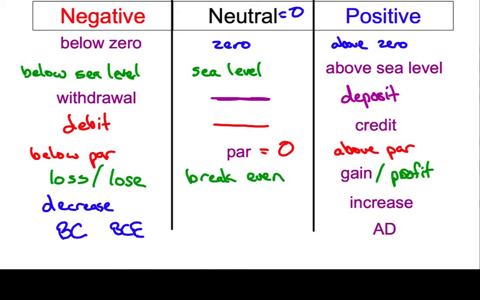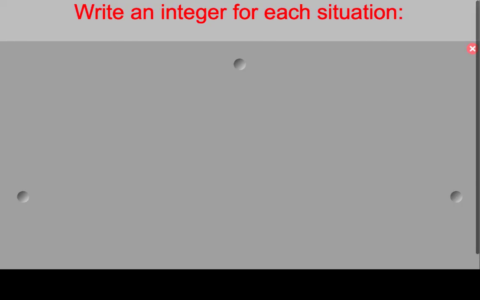So make sure you have all those written down. And now we're going to practice them with some word problems. So here, this one says write an integer for each situation. So what that means is you're going to write a positive or a negative number depending on the vocabulary in the problem.